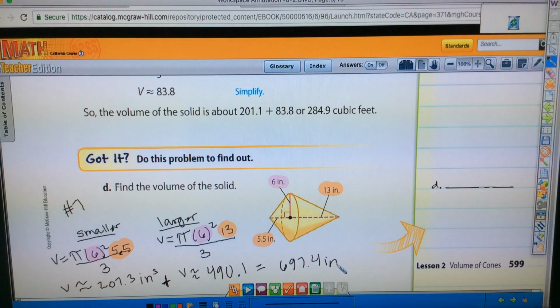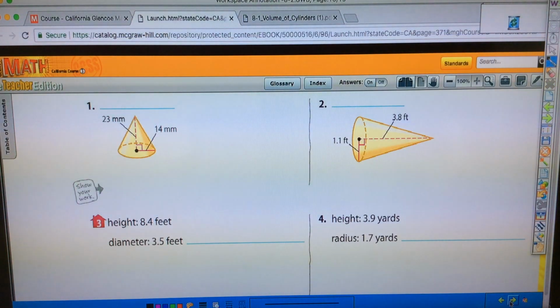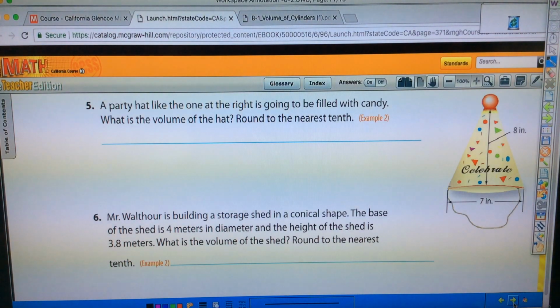697.4 inches cubed. Let me just double check to make sure we got that right. And we did. Okay, so the homework should be pretty doable. Just don't forget that if they give you diameter, cut it in half. And don't forget to divide by 3. That's probably the number one mistake here.